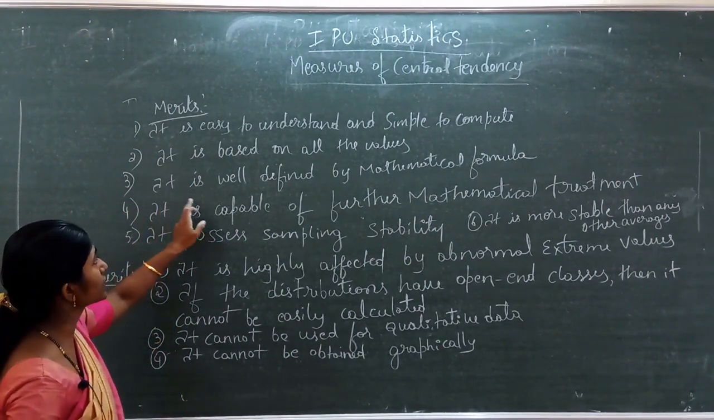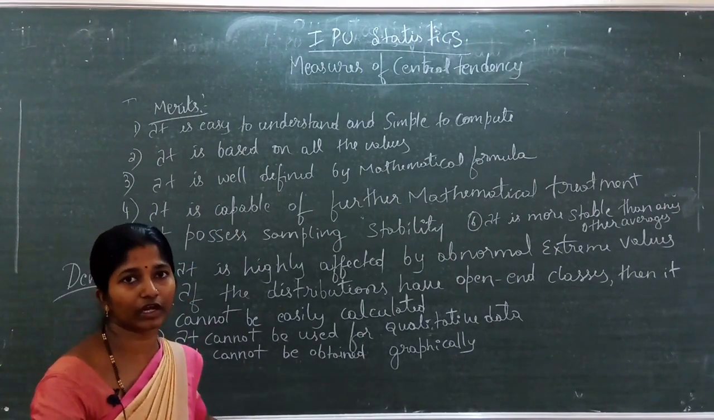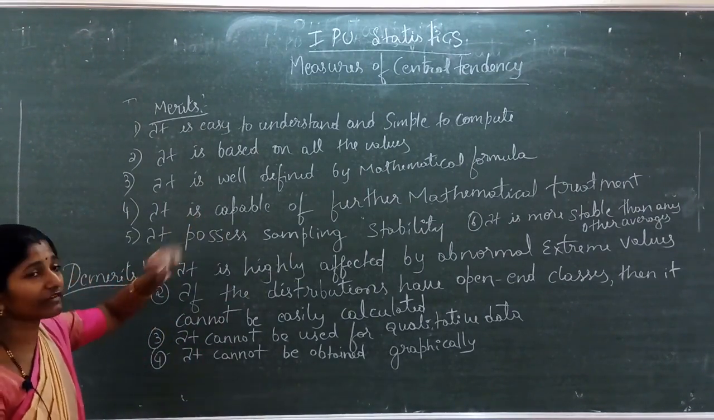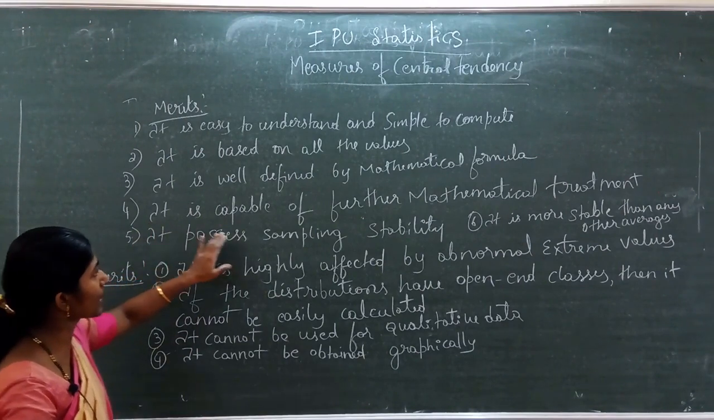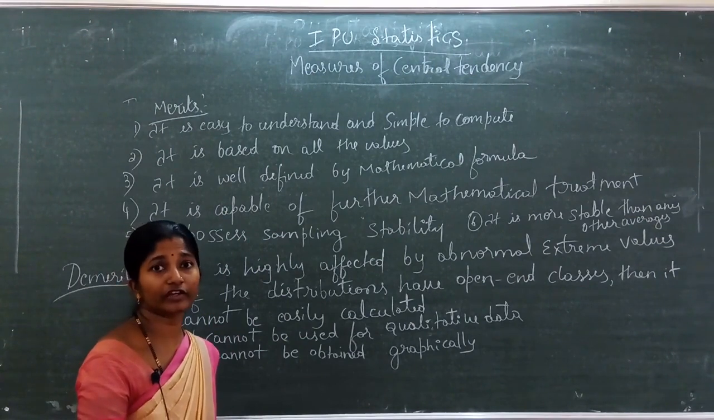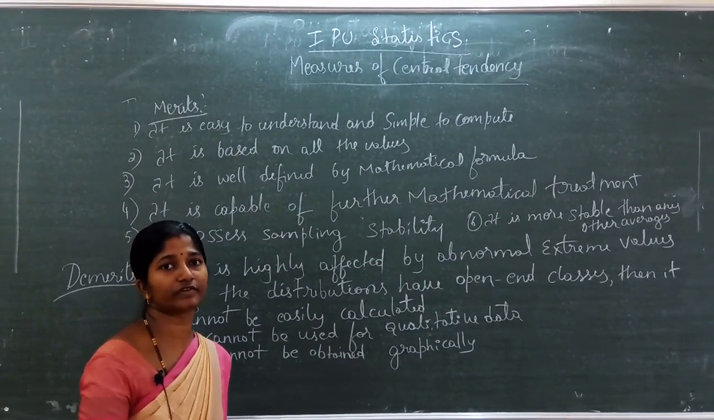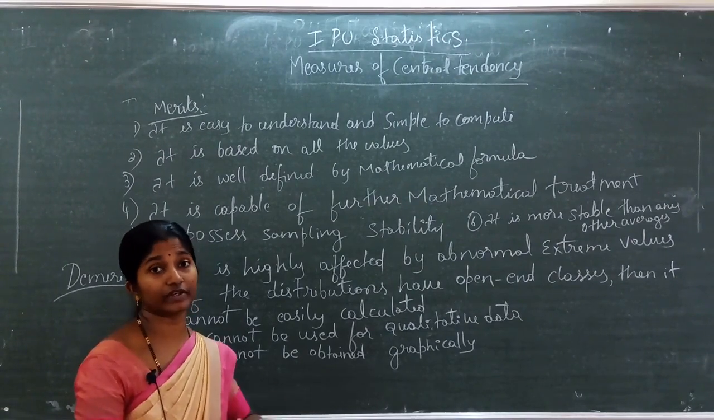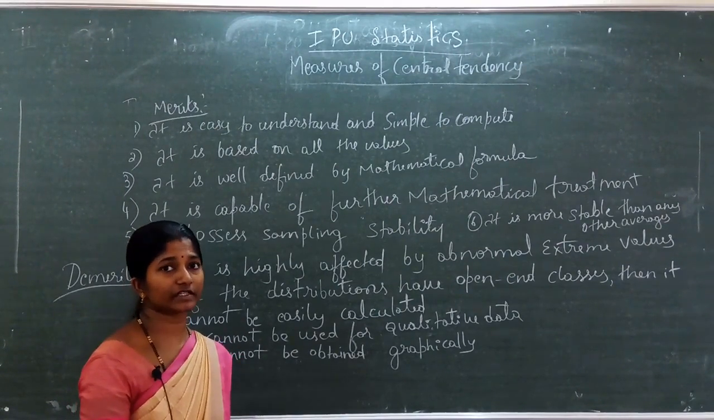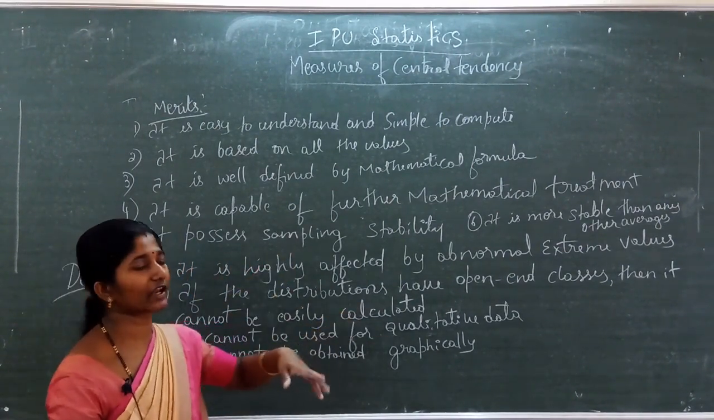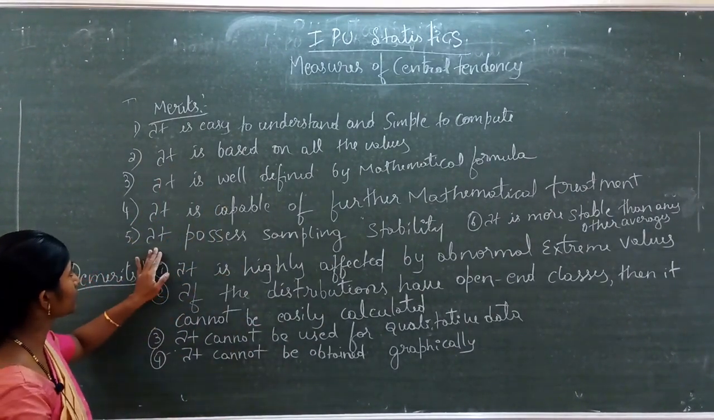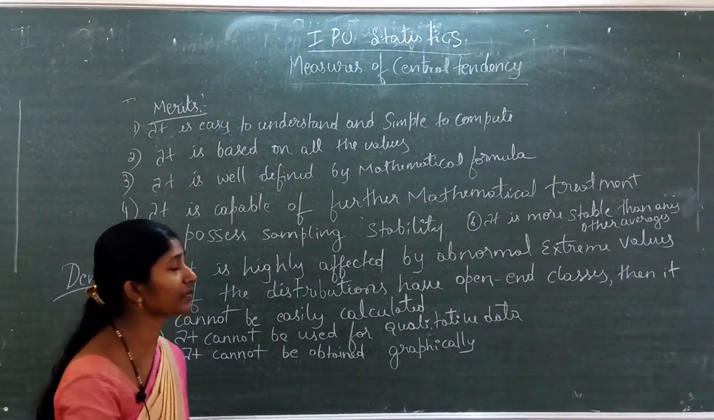Okay. Third one, it is well defined by mathematical formula. What are the mathematical formulas we are writing? For that, it is well defined. Next, fourth one, it is capable of further mathematical treatment. For further calculation also, we are using arithmetic mean, for the calculation of standard deviation, and the coefficient of variation, CV. There also we are using x bar. That means for further calculation also we are using arithmetic mean.